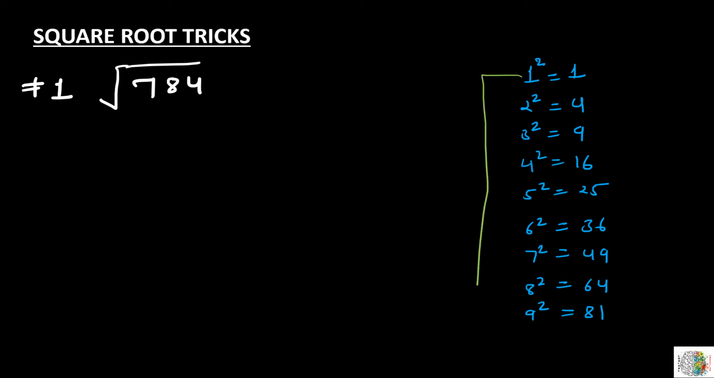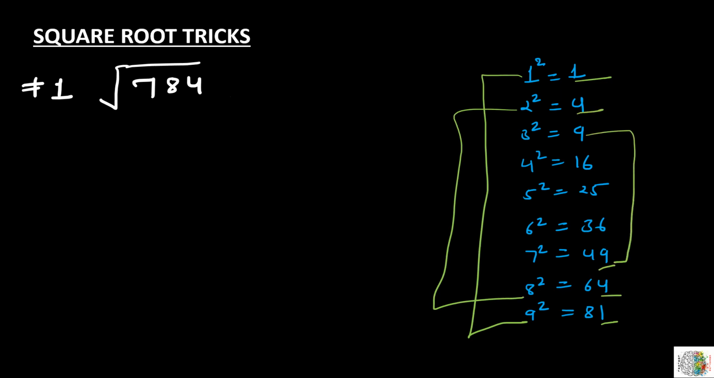Now just remember that the square of 1 and 9 ends with 1. The square of 2 and 8 ends with 4. The square of 3 and 7 ends with 9. The square of 4 and 6 ends with 6, and the square of 5 ends with 5, which is the only number whose square ends with 5.